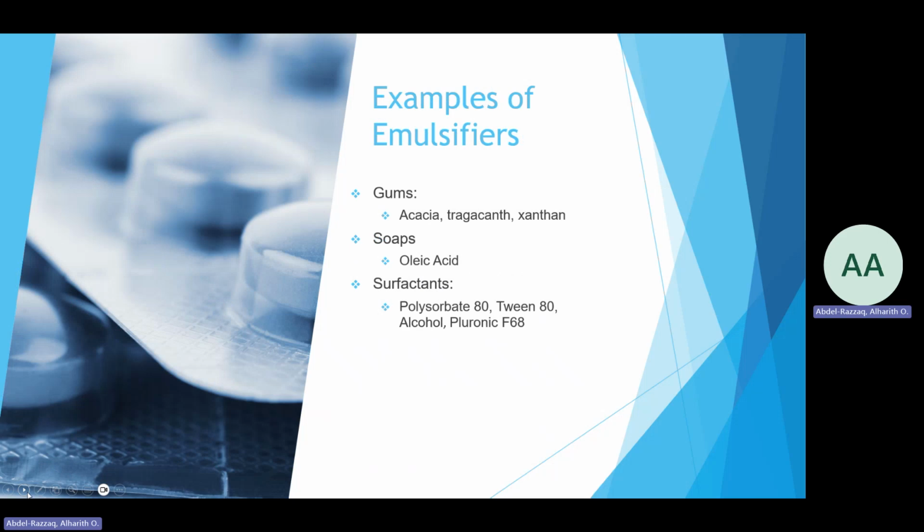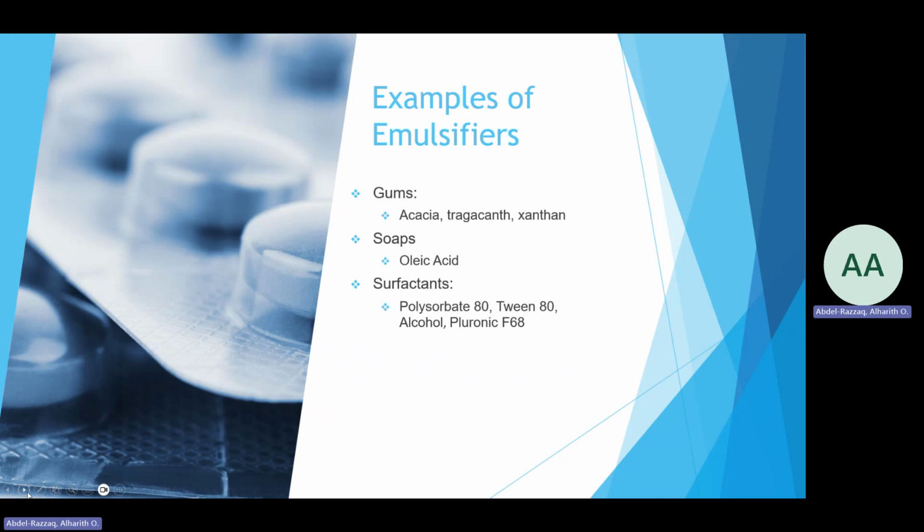And now we have to dive deep into our examples of emulsifiers. So we have gums, soaps, and surfactants. As far as our gums go, these tend to form oil and water emulsions due to their molecular geometry. So like acacia, we have tragacanth and xanthan. When we get into our soaps, we have oleic acid. Soaps tend to form water and oil emulsions due to their molecular geometry, like I mentioned in the previous slide. But I wanted to talk a little bit about oleic acid.